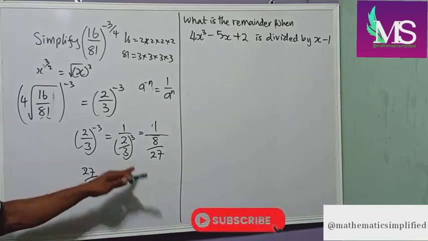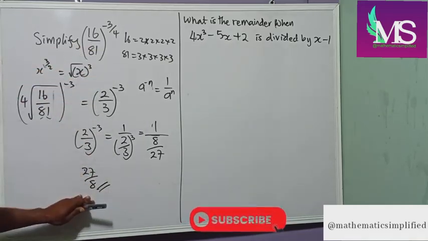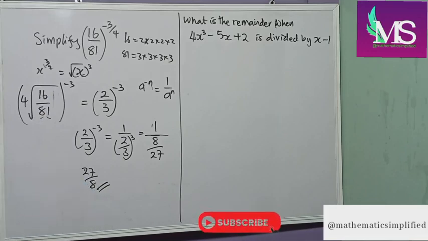And we'll do the inverse of our denominator. So simplifying this gives us 27 over 8, which is our answer.